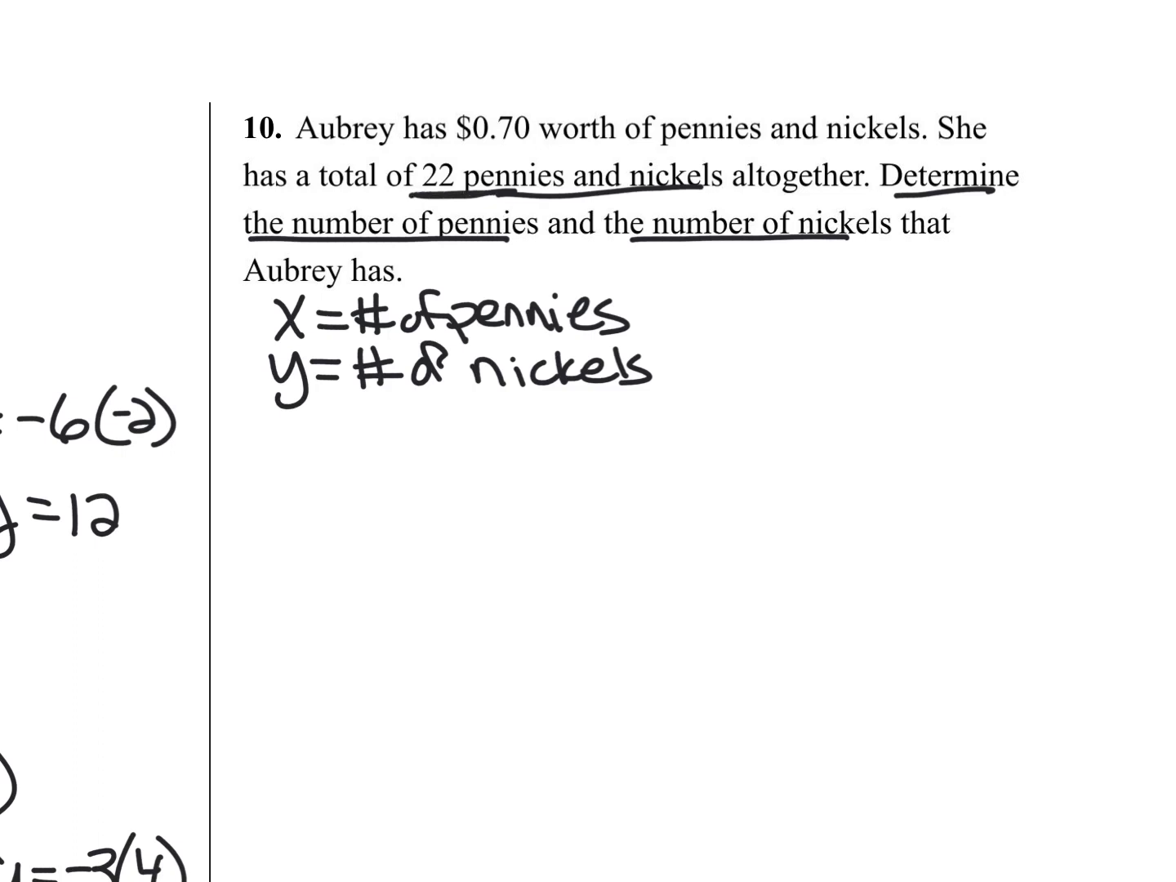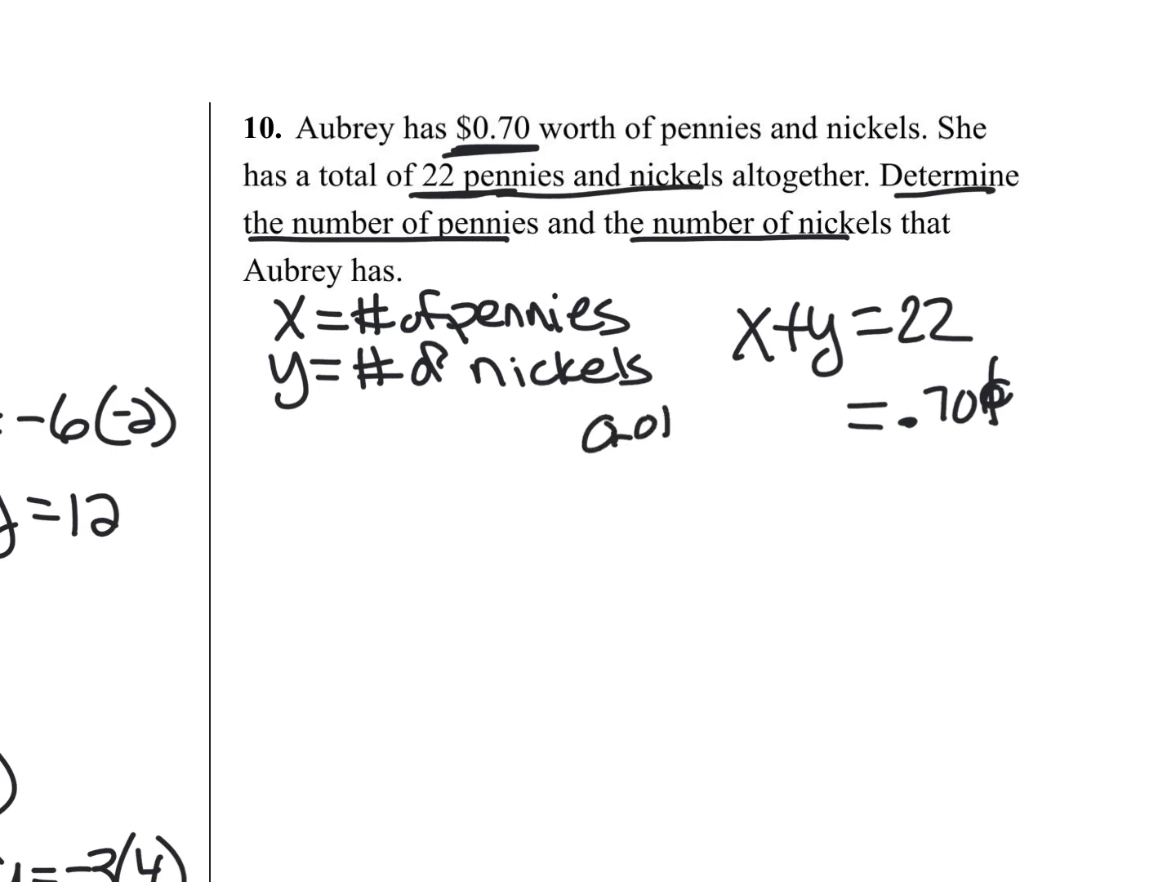And she said she had 22 coins altogether, so we can say x plus y equals 22. Now value, our total value was 70 cents, right? So we know that this x and y represent the number of coins, so we have to multiply it by the value. So how much is a penny worth? 0.01, okay, for each penny, and then 5 cents for every nickel. So there's our setup. There's our two equations.